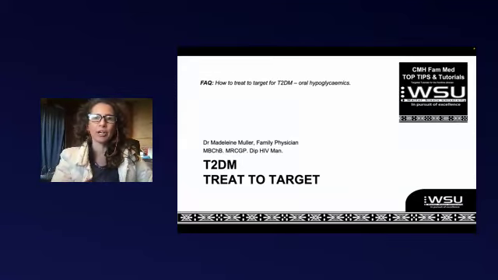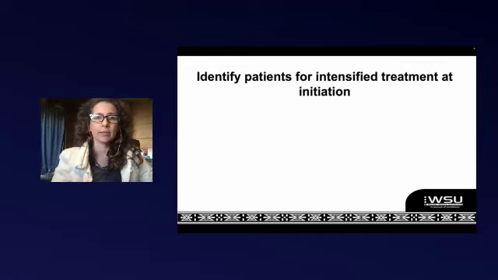I'm Dr. Muller. I'm a family physician here at CMH, and we're quickly going to have a look at how we get our patients to target with our type 2 diabetics. In one of our top tutorials on diagnosis, we talked about how we decide somebody's got diabetes, and now we want to get that HbA1c on target as discussed.